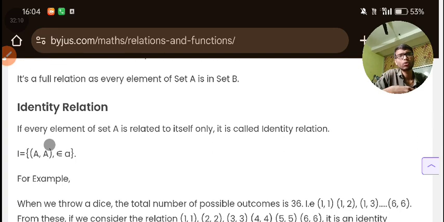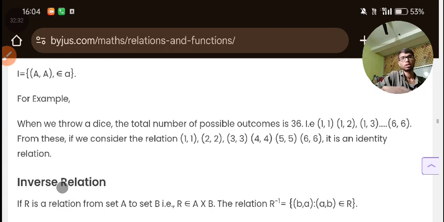Identity relation. If every element of set A is related to itself only, it is called an identity relation. Here you can see (A, A). So the relation would be what? It would be the relation (A, A). This is what an identity relation is.